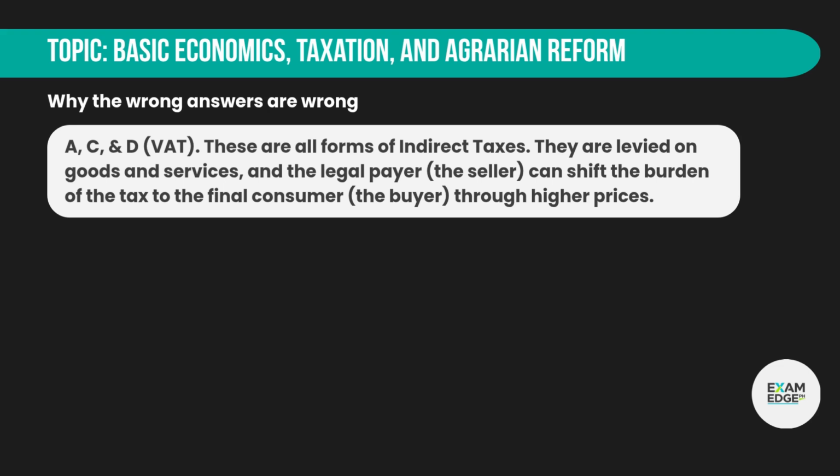Why the wrong answers are wrong? A, C, and D, VAT. These are all forms of indirect taxes. They are levied on goods and services, and the legal payer, the seller, can shift the burden of the tax to the final consumer, the buyer, through higher prices.